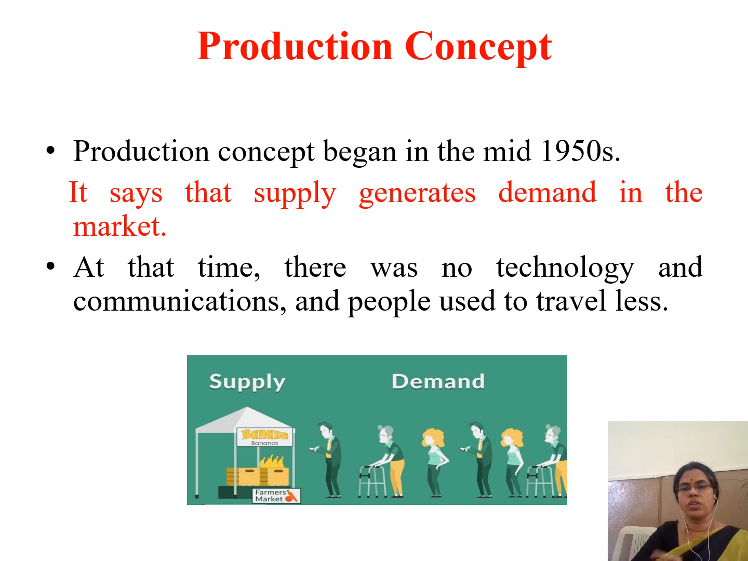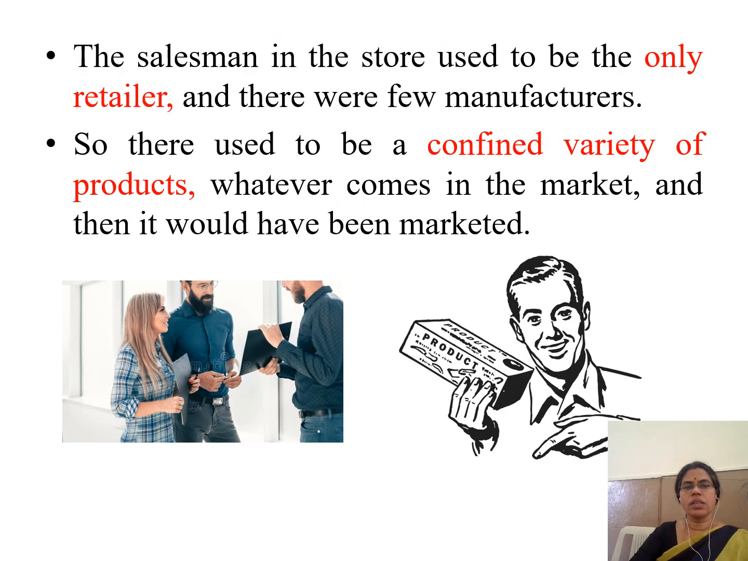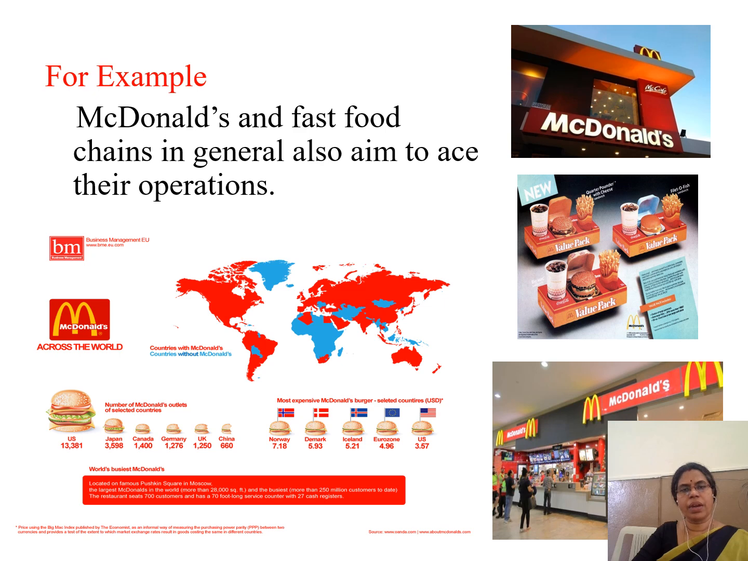So at this time there was no technology and no communication, and people used to travel very little. In this concept, the salesman in the store used to be only the retailer, and there were very few manufacturers. They were confined to the variety of products that came into the market, and then those would be marketed. For example, McDonald's, a fast food chain in general, also aims to focus on their operations.